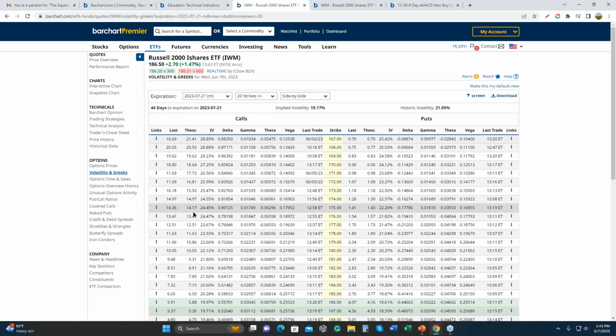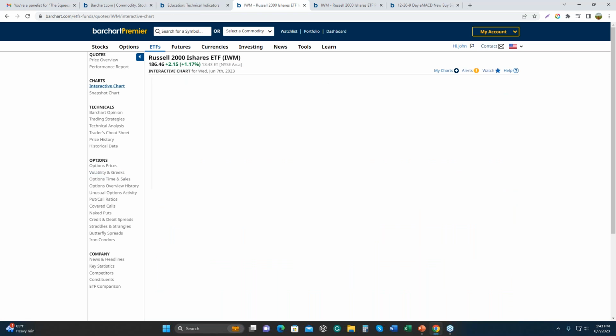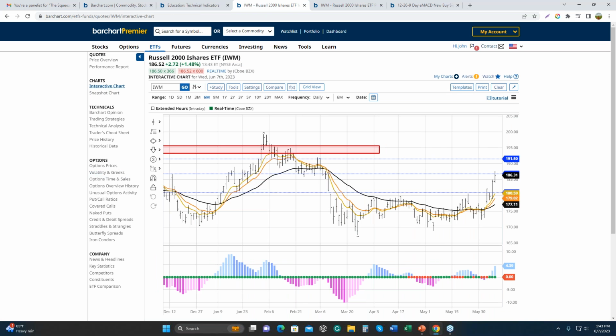And the 175 right now, theoretical, is worth $14.17. So that trade would be up $6 in just 2 days. Not a bad trade on a $120 risk or a $1.25 risk in terms of our delta. And we're only 2 days into the squeeze.